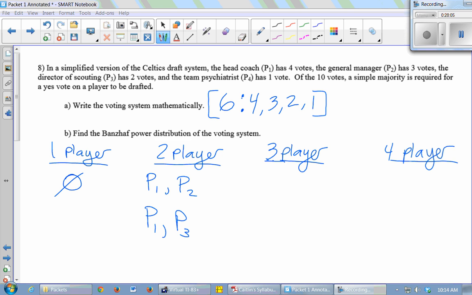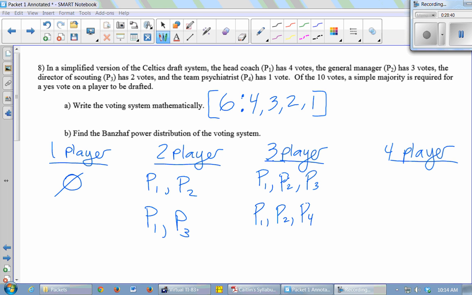So I'm going to do this again systematically. I'm going to start with player 1. Teams that have player 1 on them that can get 6 votes. So I could do 2 and 3. Player 1, player 2, player 3, they have 9 votes. Okay. Then, since I'm already working with player 1, player 2, I could also do player 1, player 2, player 4. They would have 8 votes.